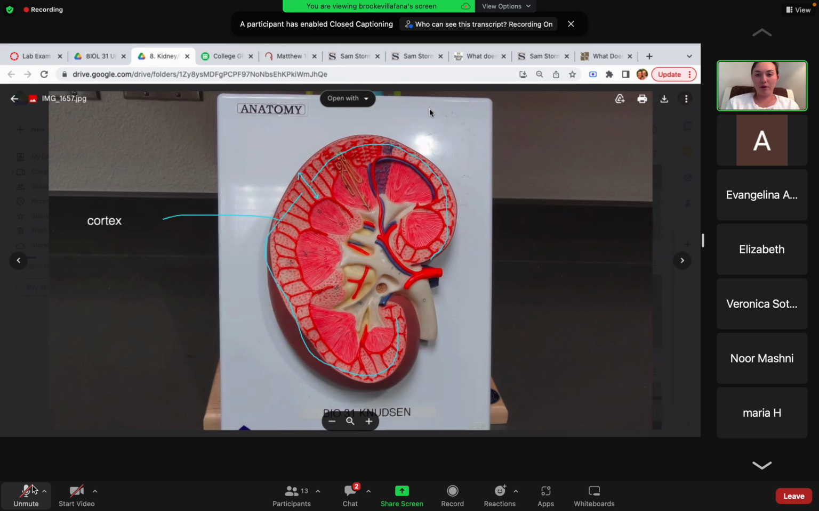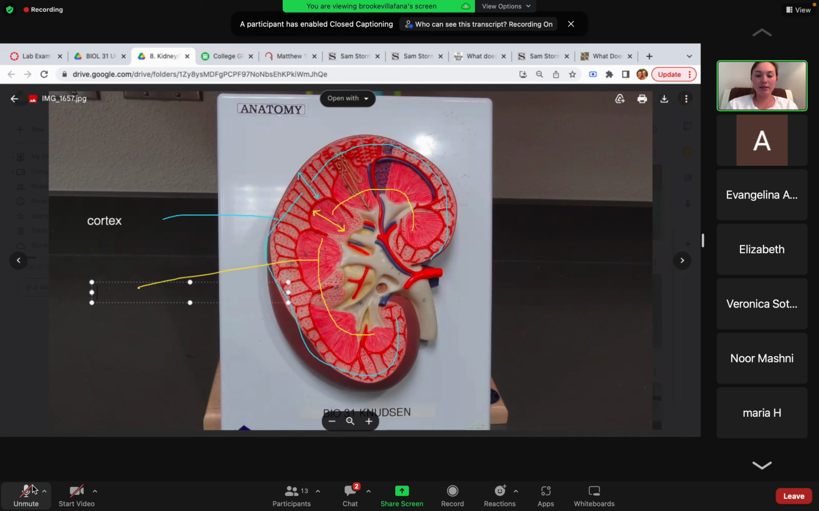Oh, that got really far away. Okay, you're all with me. And then the inside part is the medulla. So again, cortex would be the outside, and then the inside would be the medulla. So that'd be like this kind of hot pink color. So this whole little layer here is the medulla.